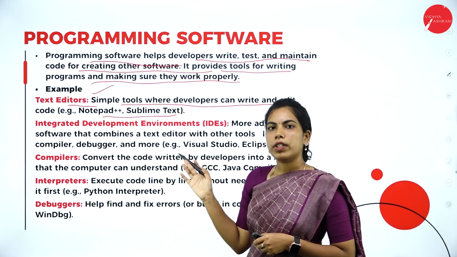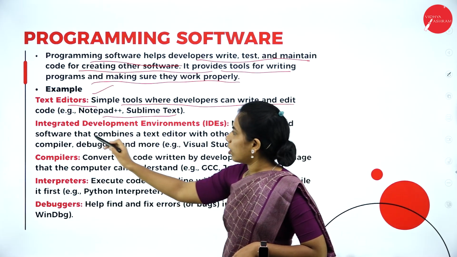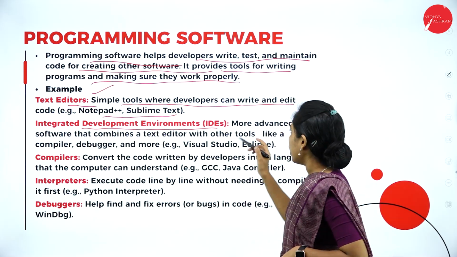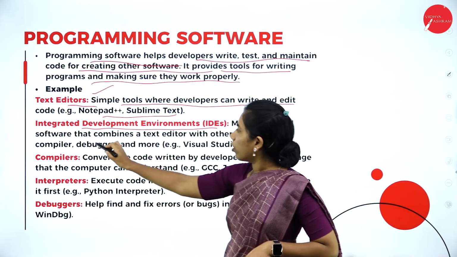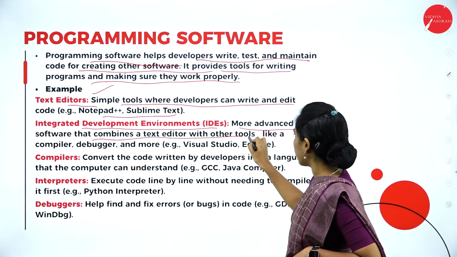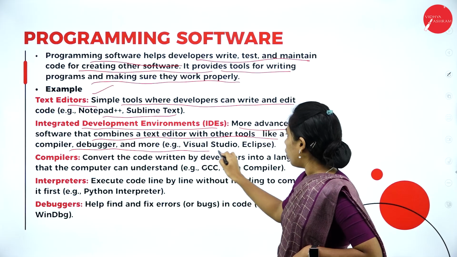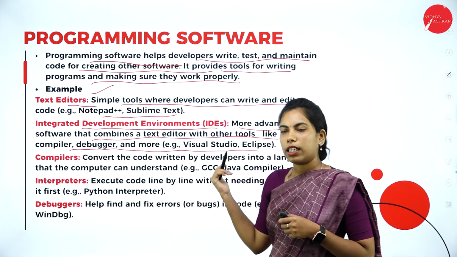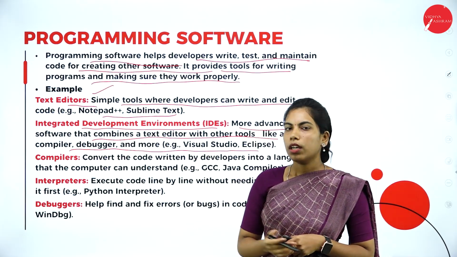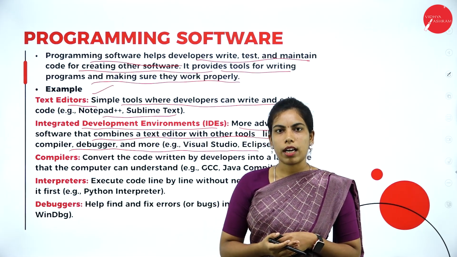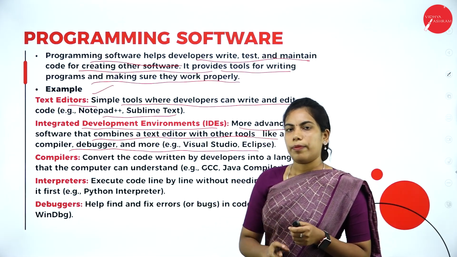These are all some text editing tools. So the next is the Integrated Development Environment, that is IDE. An IDE is nothing but more advanced software that combines a text editor with other tools like a compiler, debugger and more. For example, we can see Eclipse and also Visual Studio. These are the most popular IDEs, and also Python and RStudio. These are all some IDEs.